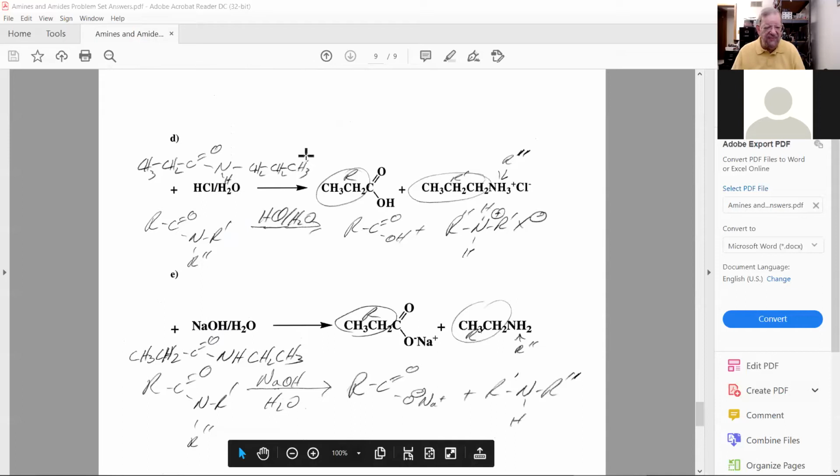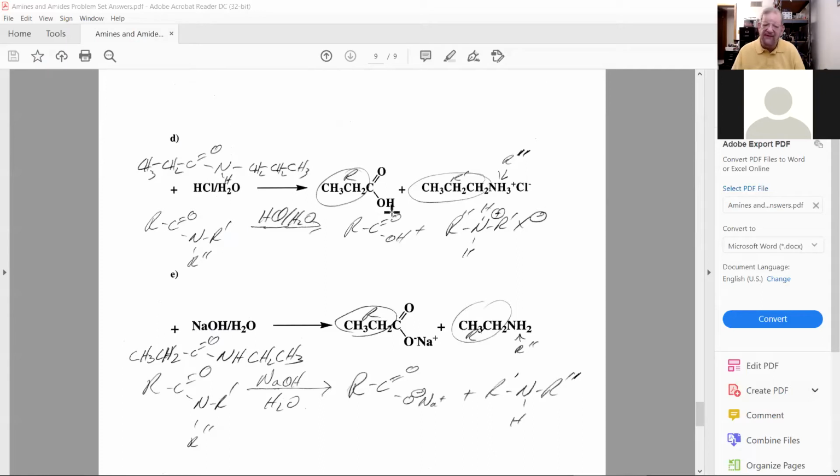Now in D, what molecule do you react with HCl and water to get a carboxylic acid plus an amine salt? That's what this is. And the answer is an amide. And you can see how I parsed it. This is our prime, and one of the hydrogens is double prime. And this would be our amide.